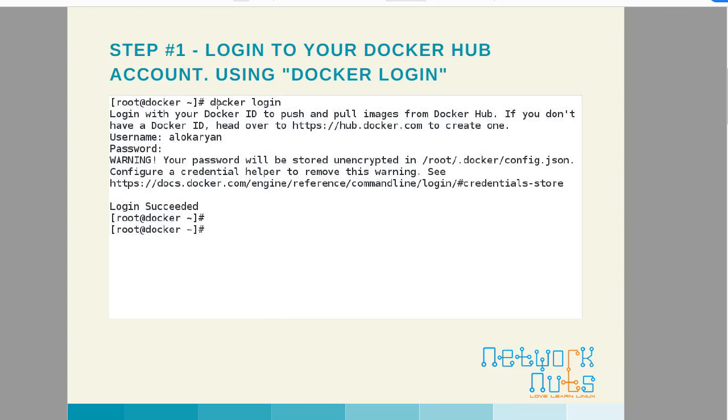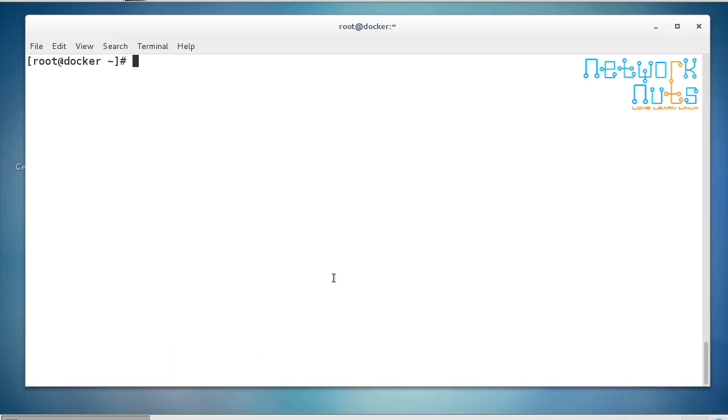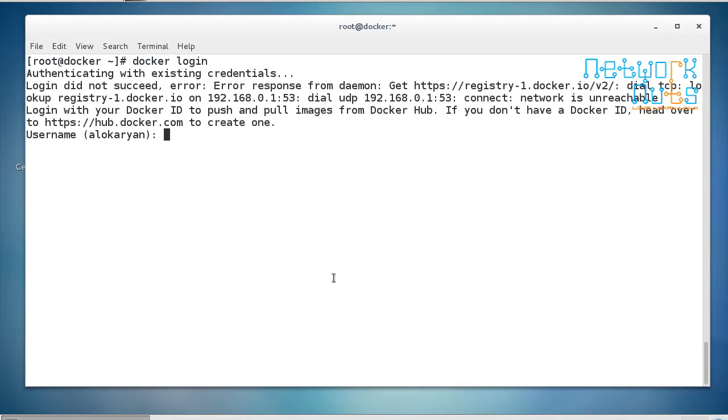The command is very simple, just give docker login. It will ask you for your login name and the password, so I'll do it for you here. I'll log in on the machine. I give the command docker login, and it will ask me for my login name. I just need to check my IPs. It seems it's not working. Yeah, so I'll just connect myself.